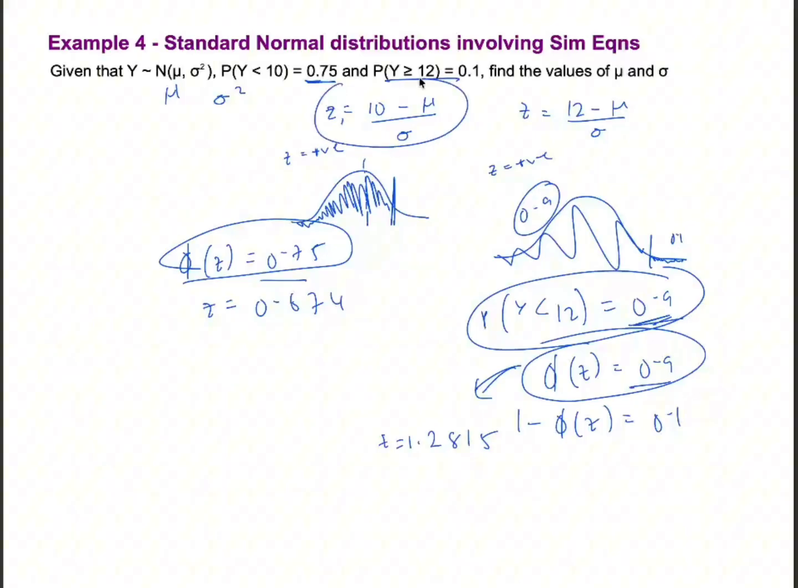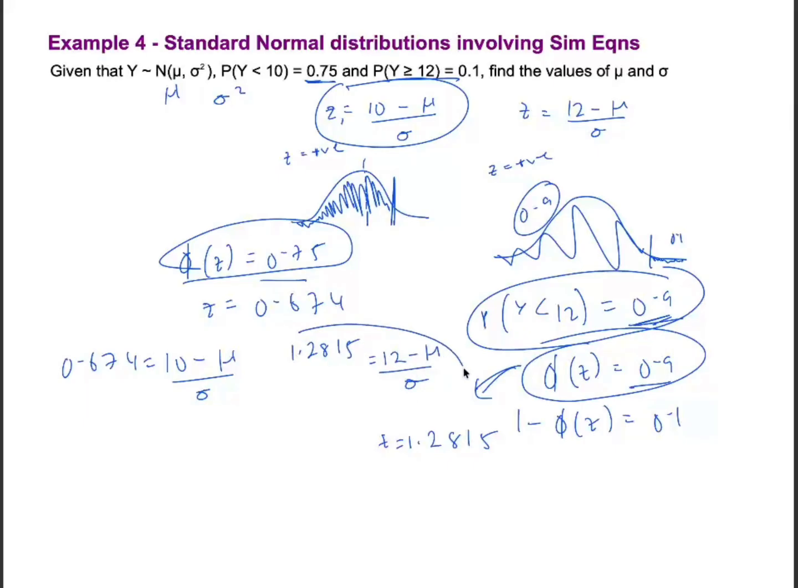From this, we can replace our z, which is 0.674. So 0.674 is equal to 10 minus mu over sigma. And on the other hand, we have this one, which gives us 1.2815, our new z value, z2, is equal to 12 minus mu over sigma. What we have is two equations with two variables, mu and sigma, and we can simultaneously solve them.